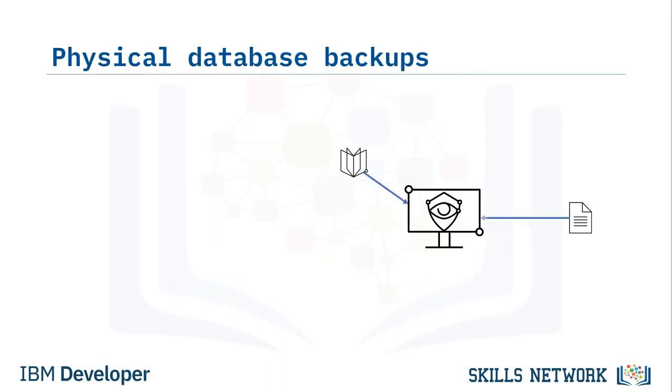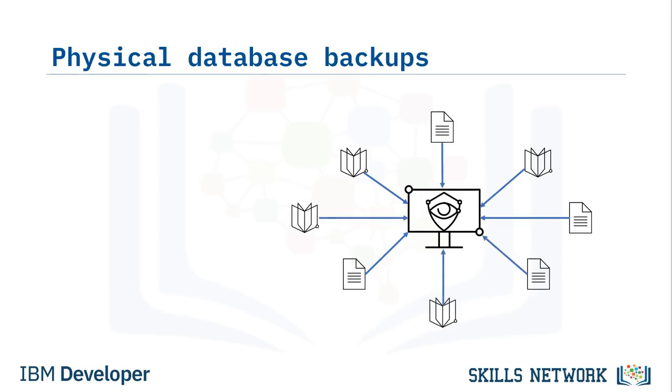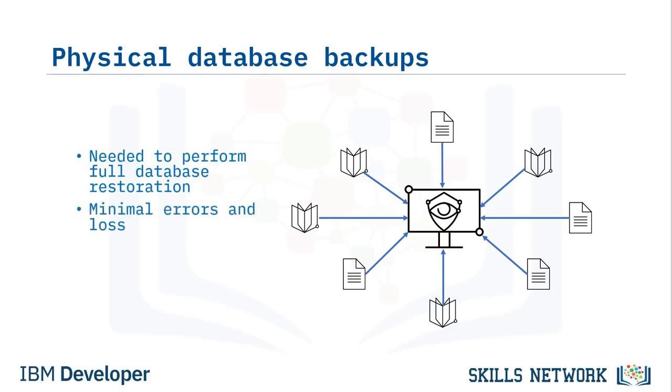Physical database backups are copies of directories and data files, including data controls, transaction files, and archived logs. This information is necessary to perform a full database restoration with minimal application errors and data loss. The backups, which can be full or incremental copies of the physical backup, should always be stored in separate, dedicated storage space, such as a disk, tape, or in the cloud.